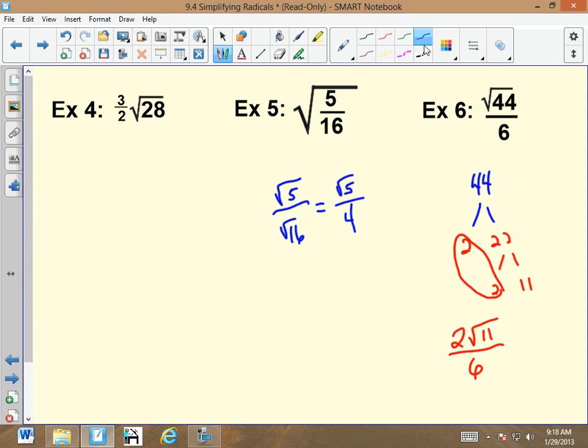Now, I can reduce 2 over 6. It reduces to 1/3. So this reduces to 1 over 3. Keep your factor house with 11 inside of it. This is your answer right here. Okay?